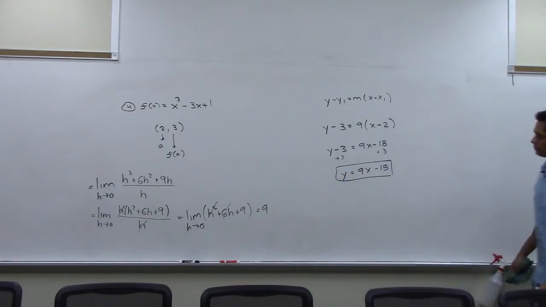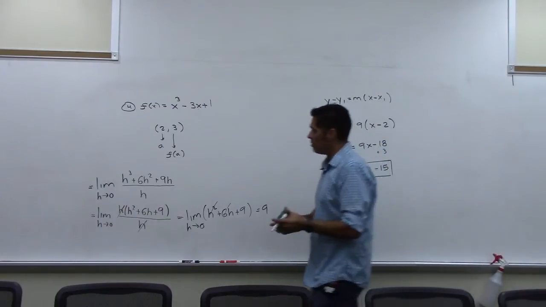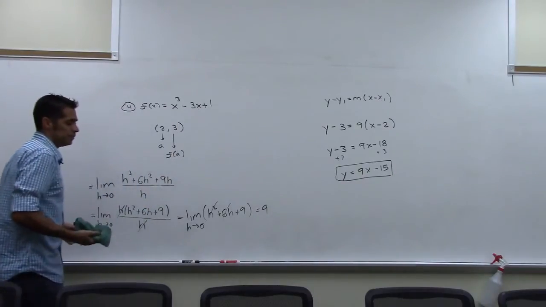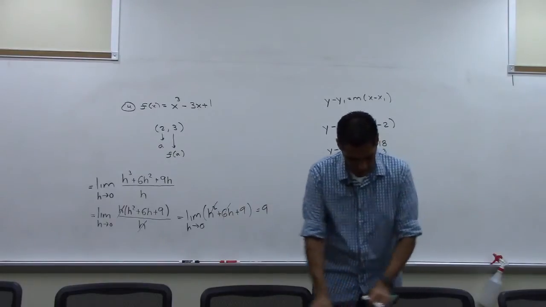There we go. So that's the equation of the line that would intersect this graph at this point and would be tangent to that curve. All right, that was nice.